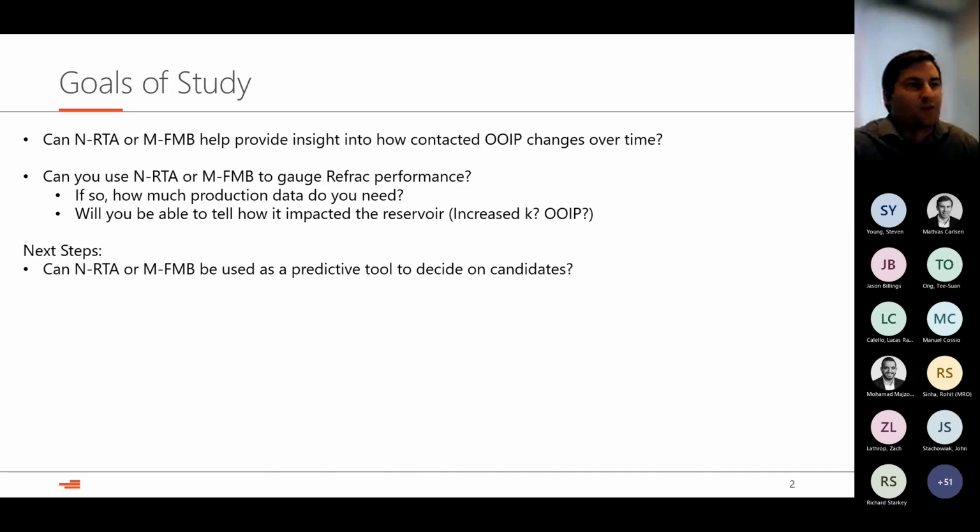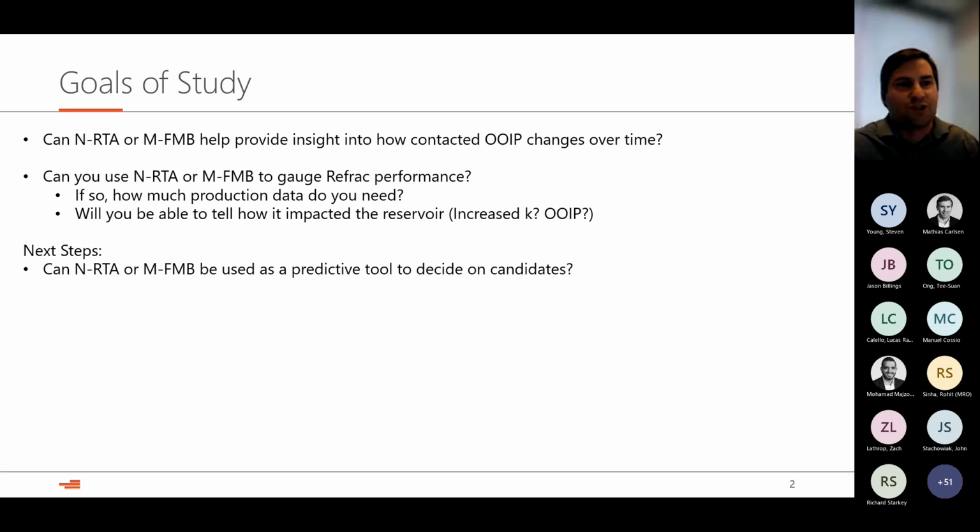The next thing we wanted to do is see if we could use these techniques to understand how successful our refract was, and how quickly we could figure that out. It's certainly a difficult task to forecast refrac incremental production using just DCA methodology. So by pulling in these new techniques, we're hopeful that they could give us some early-time indicators of how successful the refrac was.